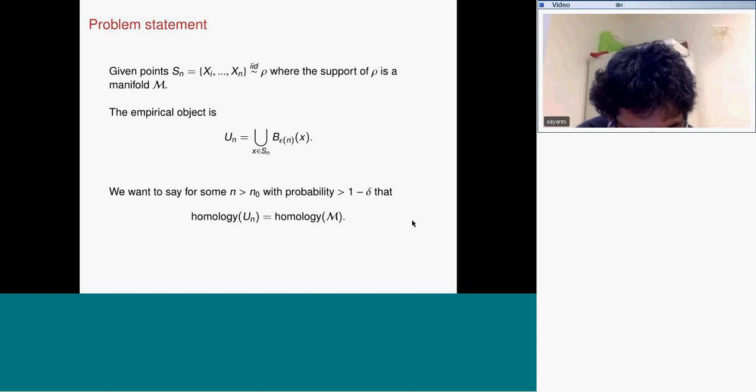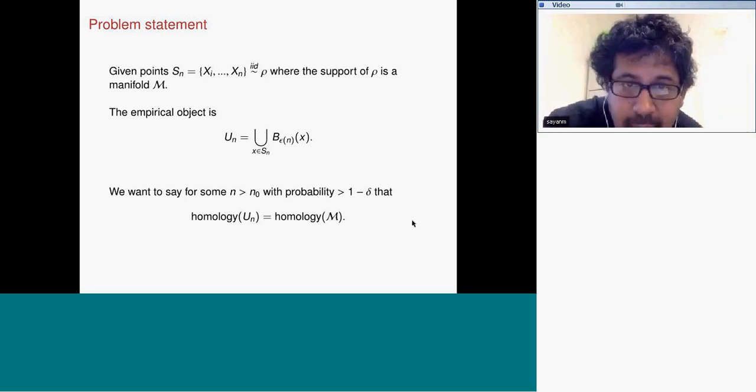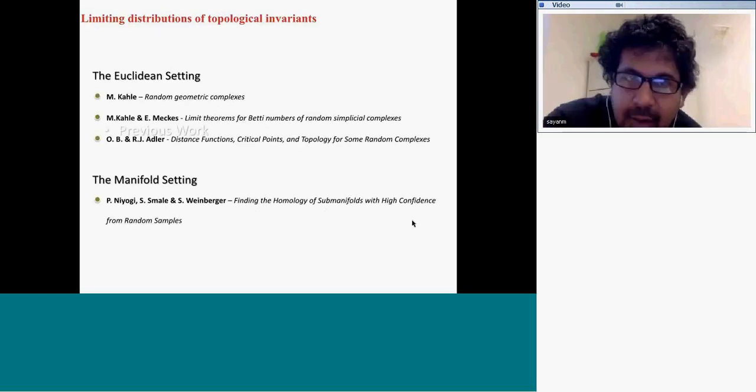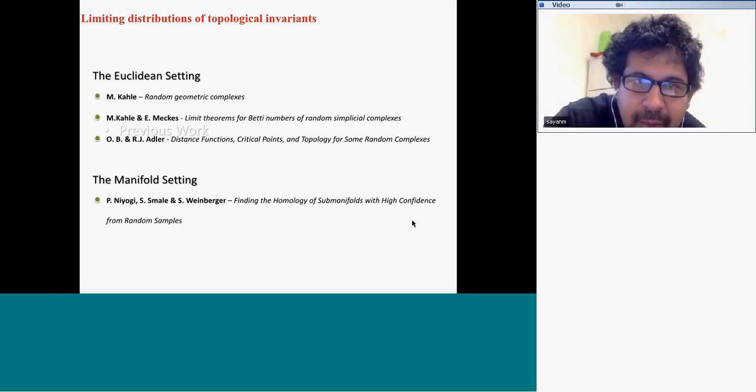So that's a problem statement, and this was a problem that was addressed in a paper by Niyogi, Smale, and Weinberger, and it was one of the papers that started really asking questions about both randomness and inference, formal statistical learning in topology. And there are other ways of thinking about this randomness in the Euclidean setting. There's been work by Matt Kahle and then Omer and Robert on random geometric complexes, limit theorems for Betti numbers, and then in a manifold setting, the paper I just talked about, finding the homology of submanifolds with high confidence.